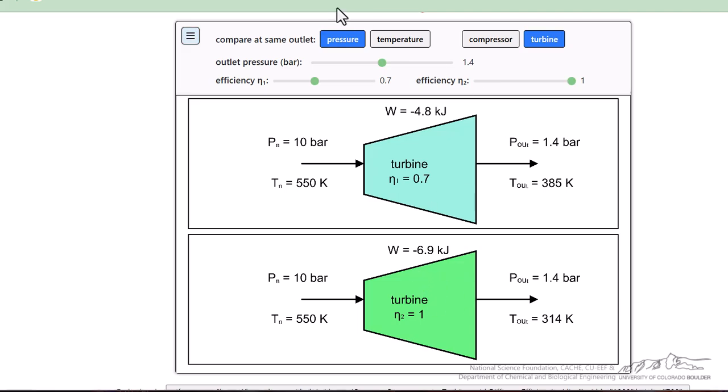It's more efficient. We likewise could make the comparison at the same outlet temperature. And now what happens is the turbine outlet pressure is higher. We had to lower the pressure much more for the irreversible turbine, efficiency less than 1, in order to get the same amount of work out. We get the same amount of work out because we're at the same temperature, and the work is directly proportional to that temperature change. So this is a useful way to get an idea of how efficiency affects the outlet conditions for turbines and compressors.